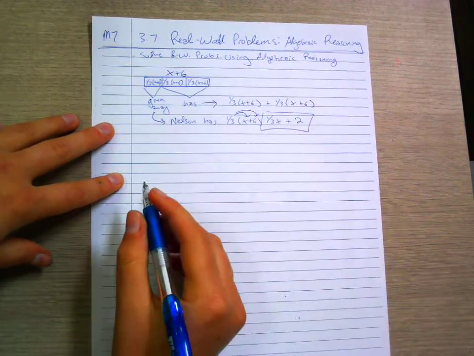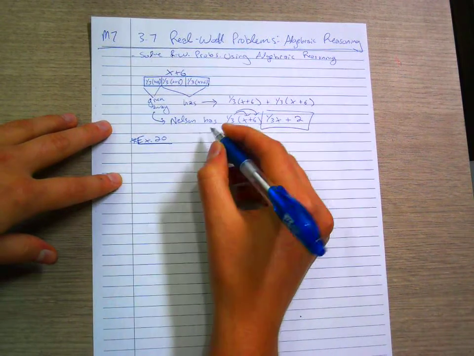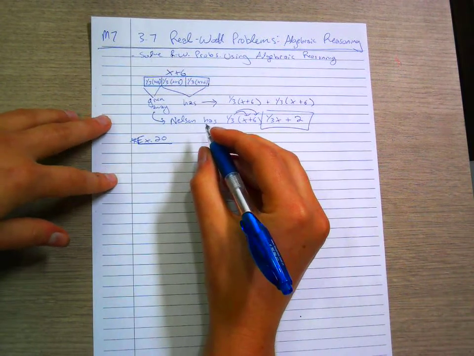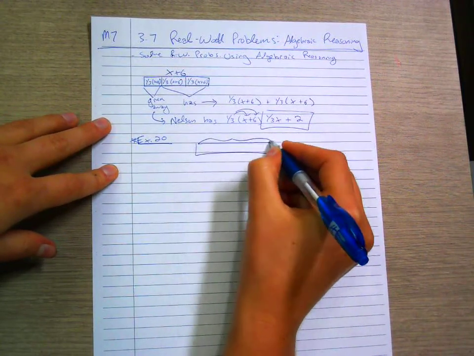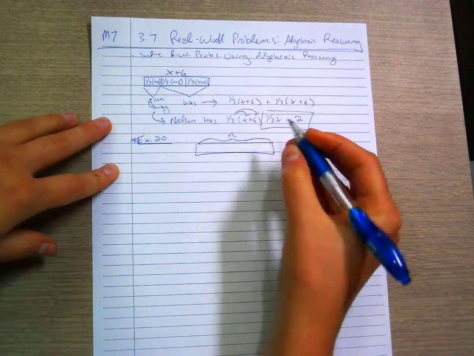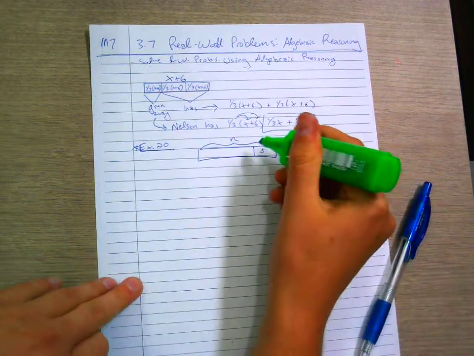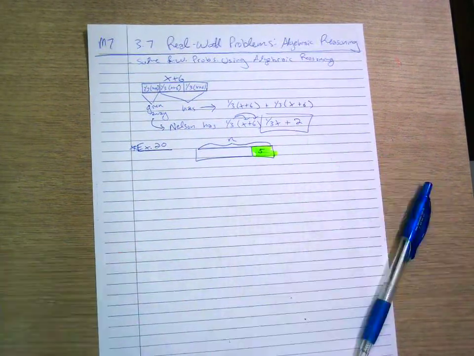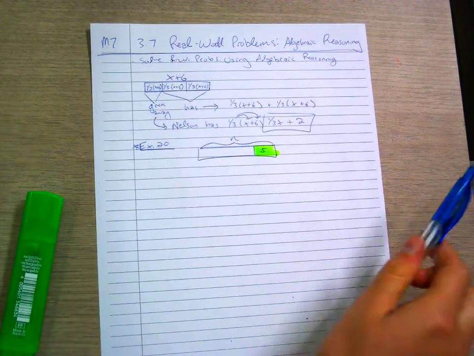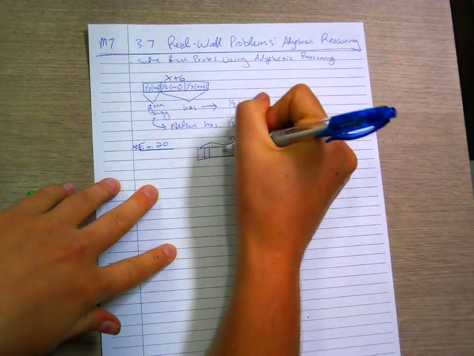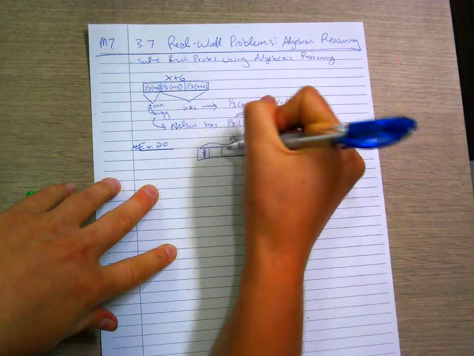Example 20 says, there are n apples in a box, but 5 apples are too green to eat. So there are n. Now 5 apples are too green to eat. Aaron and Barry share the ripe apples in the ratio 2 to 3. So if Aaron gets 1, 2, Barry gets, wait, let me make those even. 1, 2, Barry would get 1, 2, 3. So these are all the ones that are good to eat.